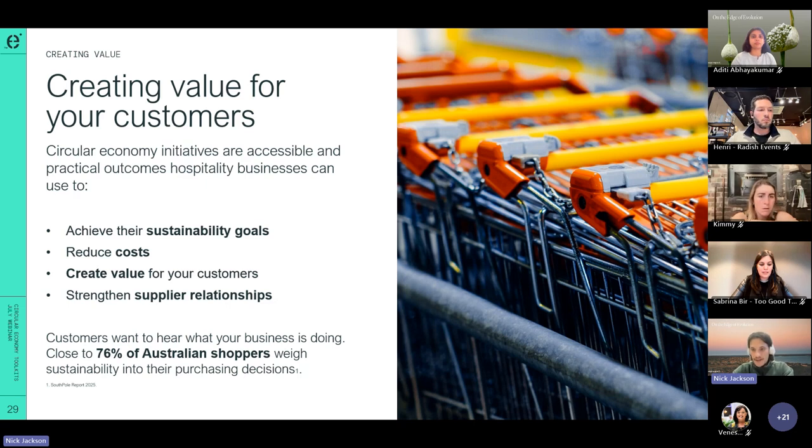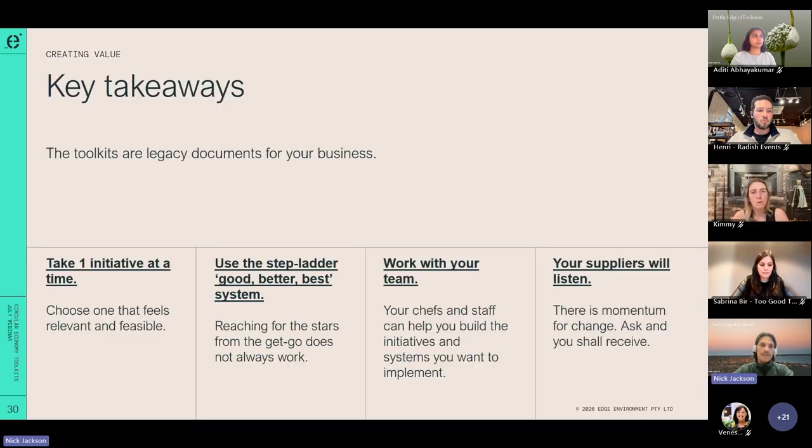And customers want to hear what your businesses are doing. There was a recent report last year in 2025 from South Pole, where it found that close to 76% of Australian shoppers weigh sustainability into their purchasing decisions. Now, that might not be every day and they might not be searching for it, but if you tell them what your business is doing in one of these circular economy initiatives, it's a great way that people can resonate with what your business is and your business model as well.